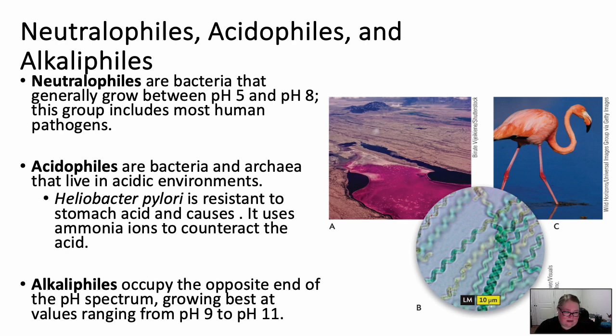So that's acidophiles. Alkalophiles live at the opposite end of the pH spectrum, from a pH of 9 to about 12. We find them a lot in alkaline lakes, so lakes that are basic. One of our common alkalophiles is this spirochete, this curly fried looking dude.